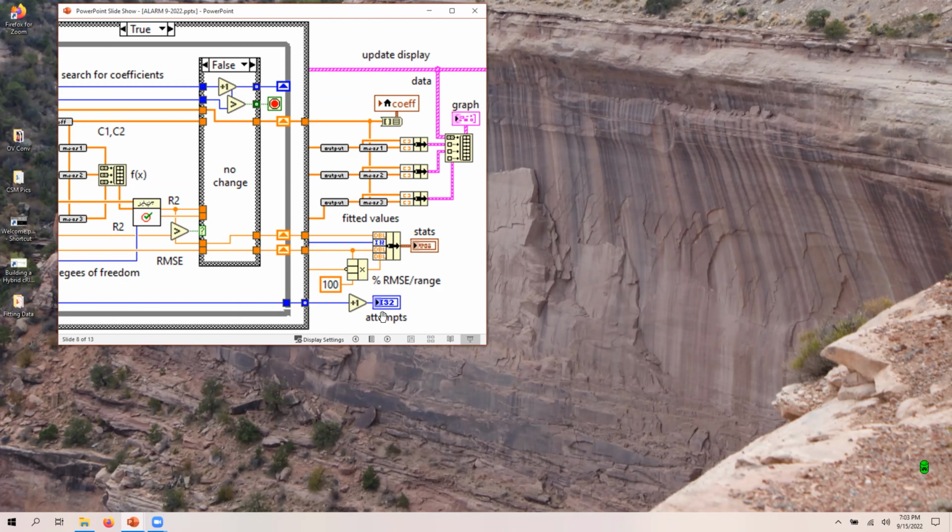I got the number of attempts. But what I want to focus on here is I get the coefficients out. I was saving the coefficients as a cluster, so at some point I converted the cluster to an array. It's easier to manipulate. I'll show you on the front panel in a sec. These VIs right here, essentially what they do is your fitted value, the curve, will only have as many points as you had data points. That doesn't always give you a smooth curve.